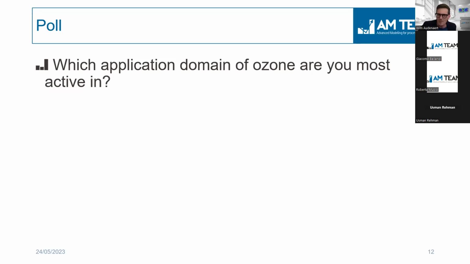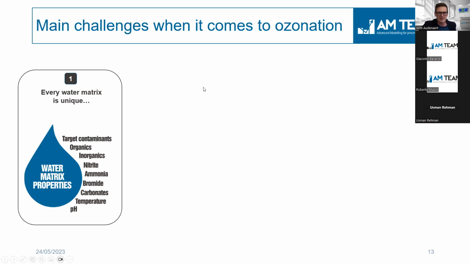It's nicely mixed, right? We have many people working on drinking water, a third or something more on wastewater, and then also water reuse. So thanks for the votes, a very interesting mixture of people. Okay, so let's continue. What are the challenges when it comes to implementing or operating an ozonation process?